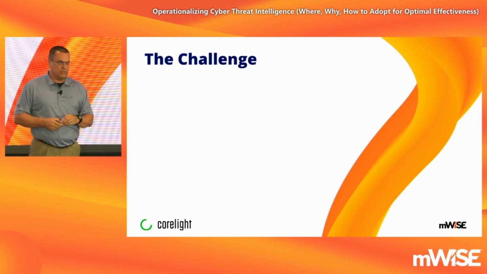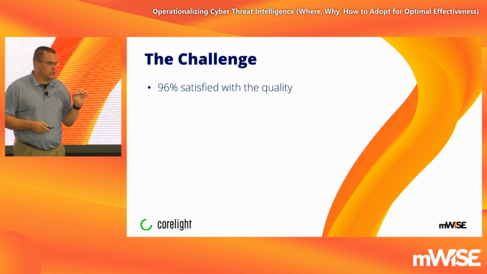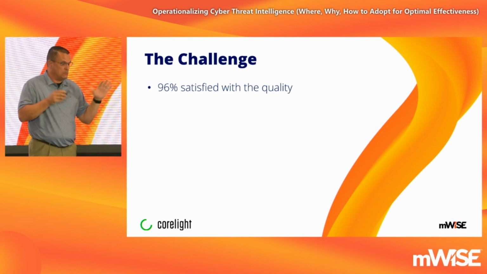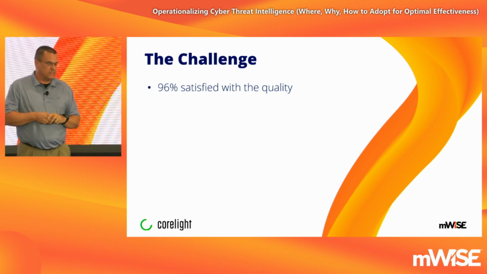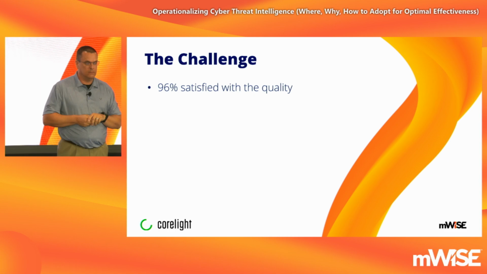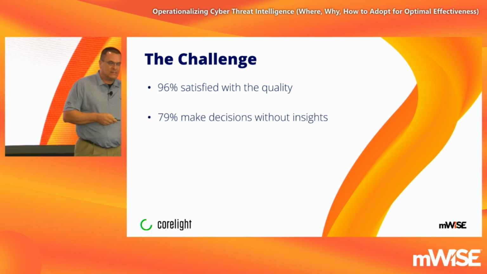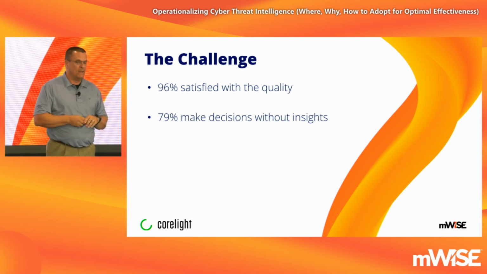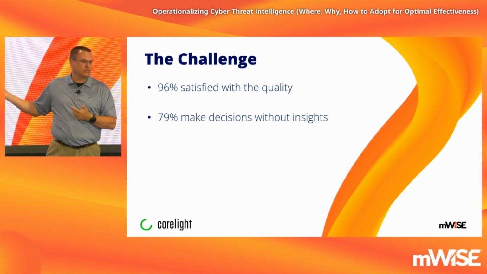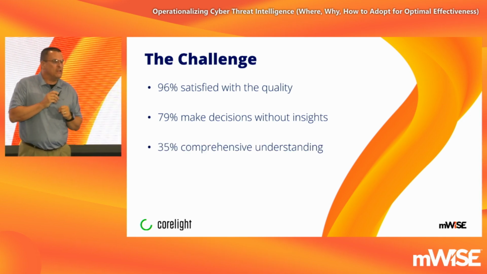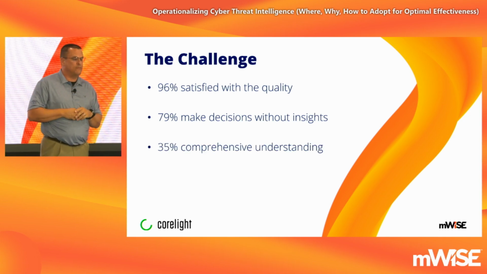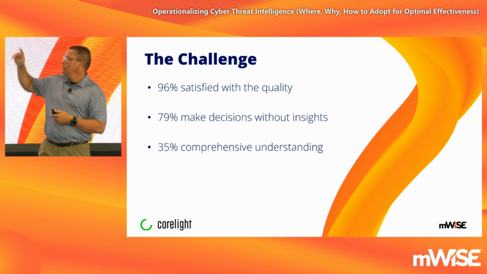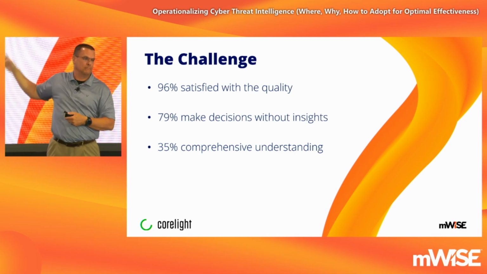So here's the real challenge. Despite the near universal understanding of the importance of acquiring information on threat actors, 96% say they're satisfied with the quality of that threat intel. 79% say they make most of their decisions without insights on who could be targeting the organization. It's critically important that we have it, but we don't actually use it. And only 35% say their organization has a comprehensive understanding of the different threat groups that are targeting them.